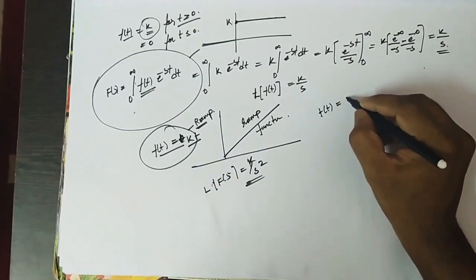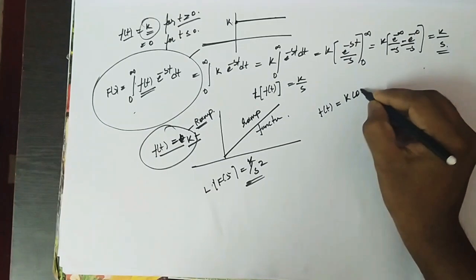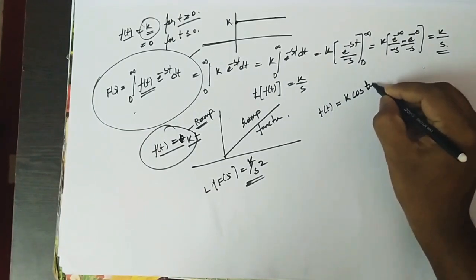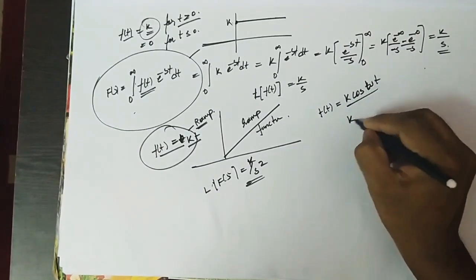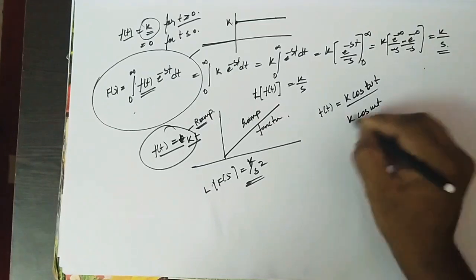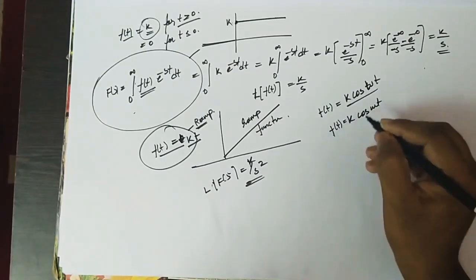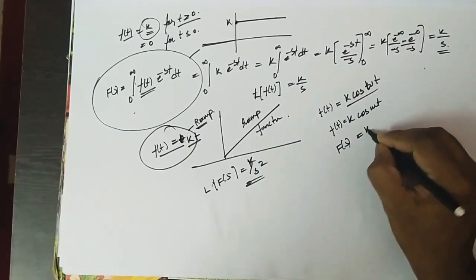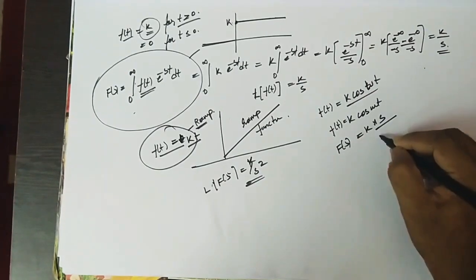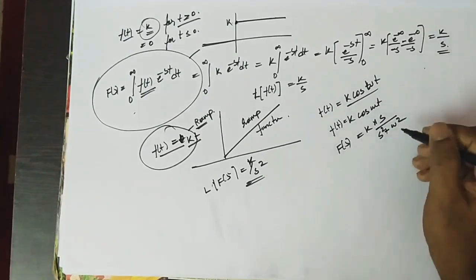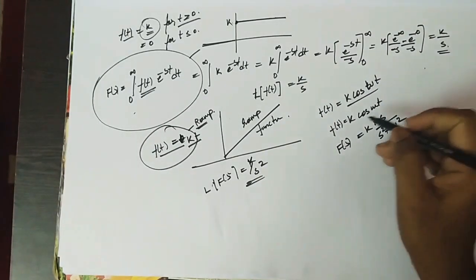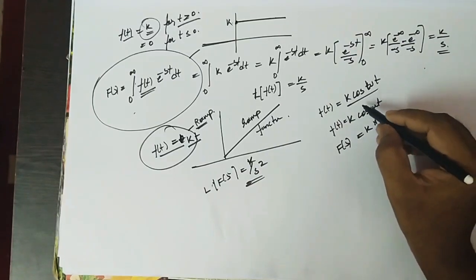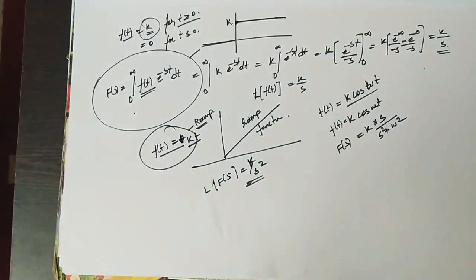you may have k cos omega t. So this is f of t. So we have Laplace transform equal to k into s by s square plus omega square. So you need to remember the standard Laplace transforms of a few functions.